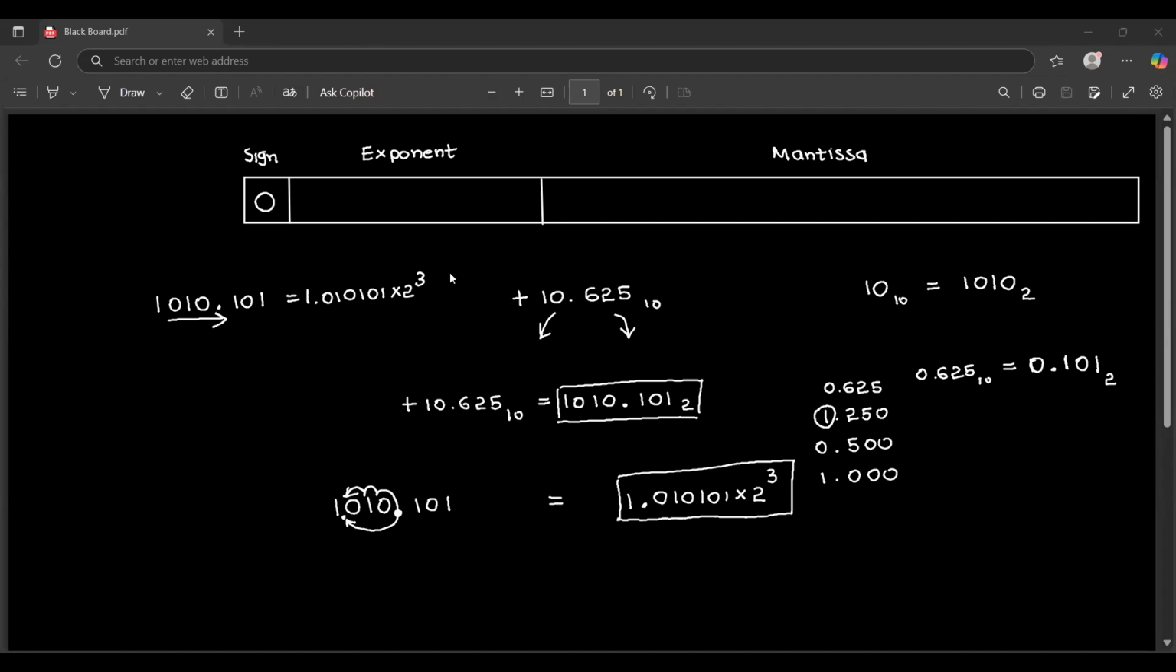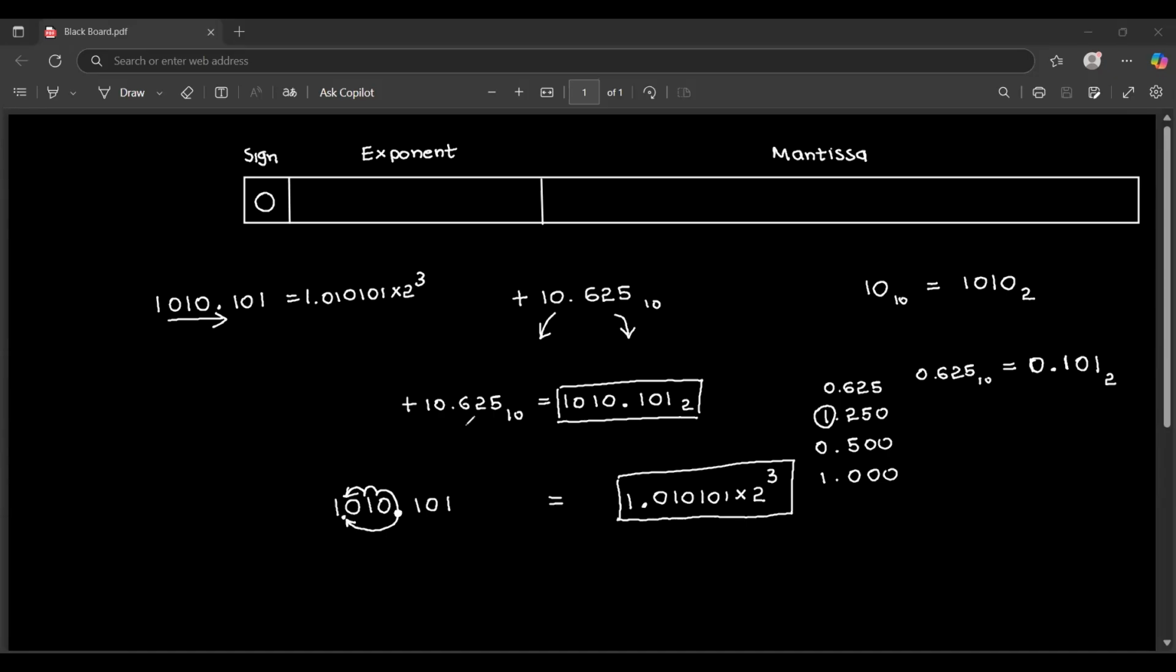What is biasing? The method that we use to bias the exponent is called the excess-k method. So what do we have to do? In this case, the exponent is equal to 3. We have to add a specific number to it. What is that specific number? That's what we find out by using the excess-k method.